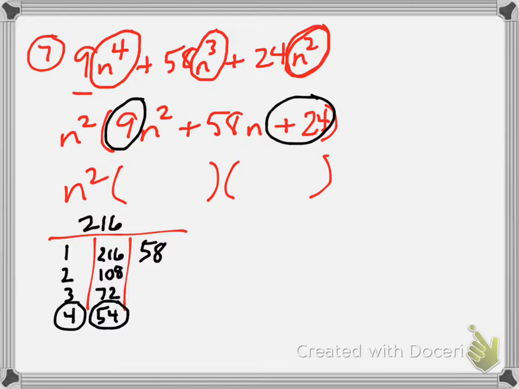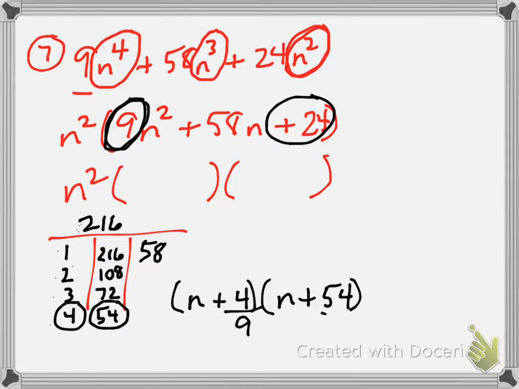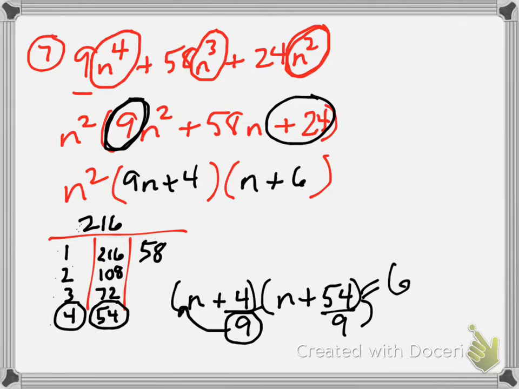Now, you might be wondering, like, Mr. Habit, where are you getting those numbers? I'm doing 216 divided by 1, 216 divided by 2, 216 divided by 3, 216 divided by 4. And I'm looking at the two numbers, and I'm seeing if they add to 58. Well, 4 and 54 do. So I have n plus 4, n plus 54. Okay? But again, A is 9. So I have to take each number in the parentheses and divide by 9. Now, 4 over 9 doesn't work out. But again, when that happens, we move the 9 out front. So I have 9n plus 4. In the second parentheses, 54 divided by 9 is 6. So I have n plus 6 in my parentheses.